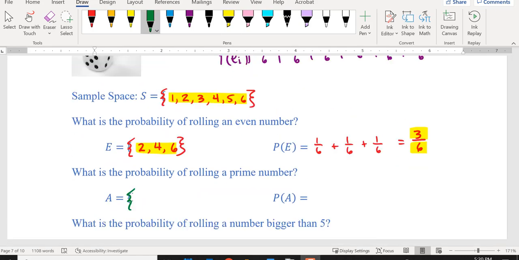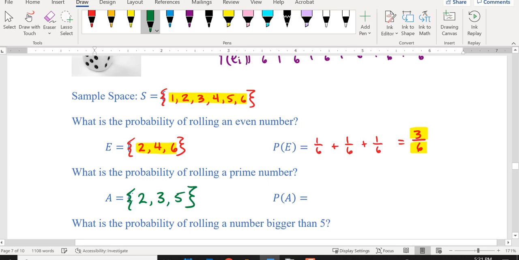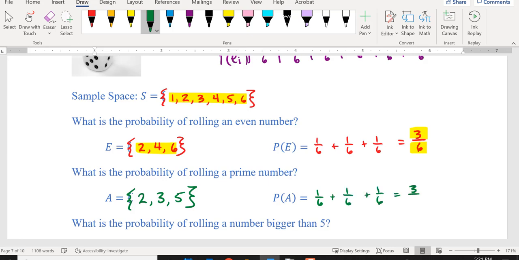What's the probability of rolling a prime number? A prime number is any number bigger than 1 that's divisible by 1 and itself. So 2, 3, and 5 are prime numbers that are in our sample space. So the event of rolling a prime number would be the event of rolling a 2, 3, or 5. So 1/6, 1/6, and 1/6, we get 3/6 again. We have 3 simple events in our event of rolling a prime number and 6 in our sample space. So we get 3 out of 6.